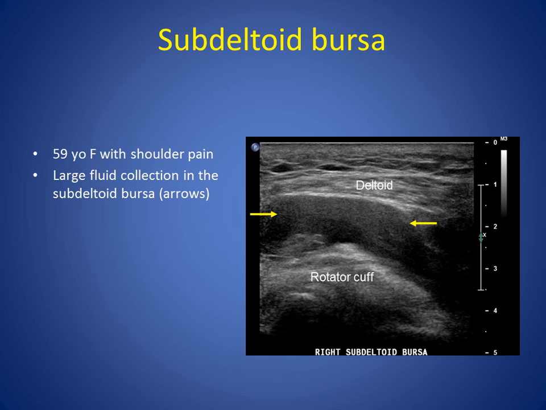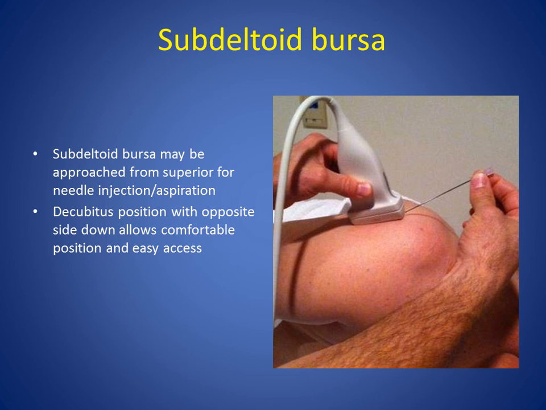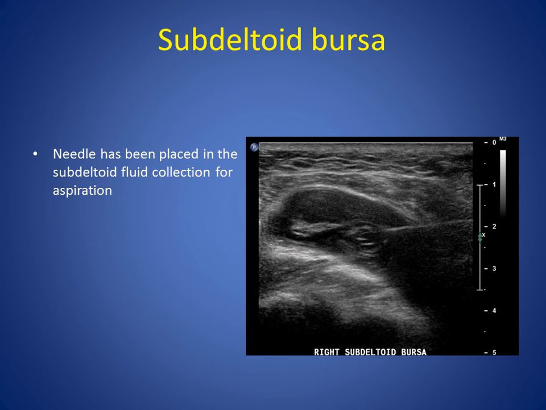Here's an example of a large amount of fluid and synovitis, inflammatory tissue within the acromial subdeltoid bursa. In this patient, we had the patient lying with the opposite side down, decubitus. The probe is just lateral to the edge of the acromion, and the needle comes long axis of the arm to get into the fluid collection and aspirate.